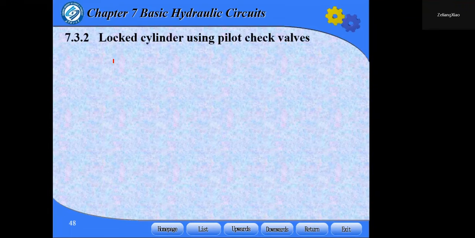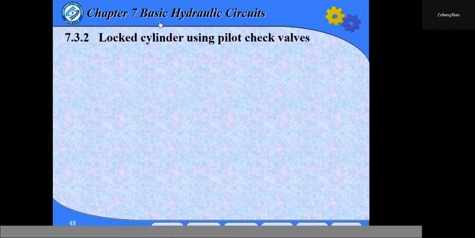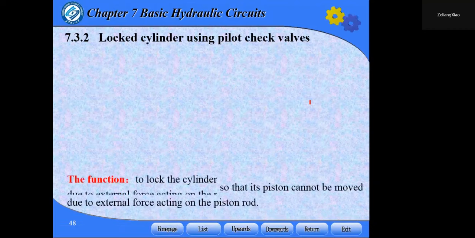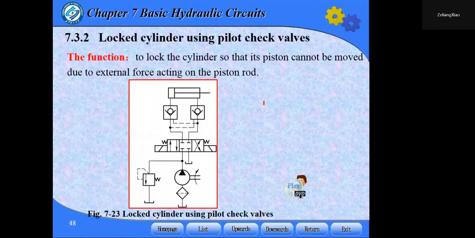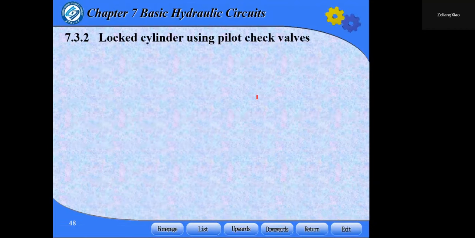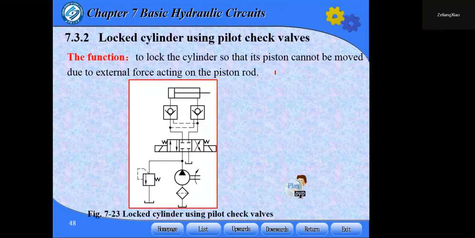7.3.2 Locating a cylinder using a pilot check valve. The function here is to locate the cylinder so that its piston cannot be moved by the external force acting on the rod.